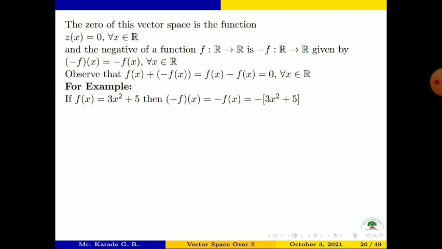For example, if f(x) is equal to 3x square plus 5, then minus f(x) is equal to minus 3x square minus 5. If we add these two functions f(x) and minus f(x), what do you get is 3x square plus 5 minus 3x square minus 5, and obviously it is equal to 0 for all x belongs to R.